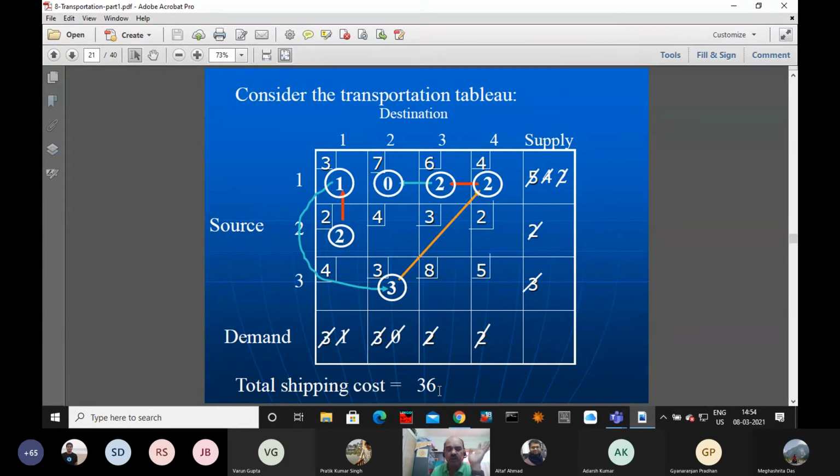But we want to check. Certainly if you check the first one and second one, the first one cannot be optimal because we are finding 48 and 36. So the second one may be optimal, we don't know. So we have to check and conclude.